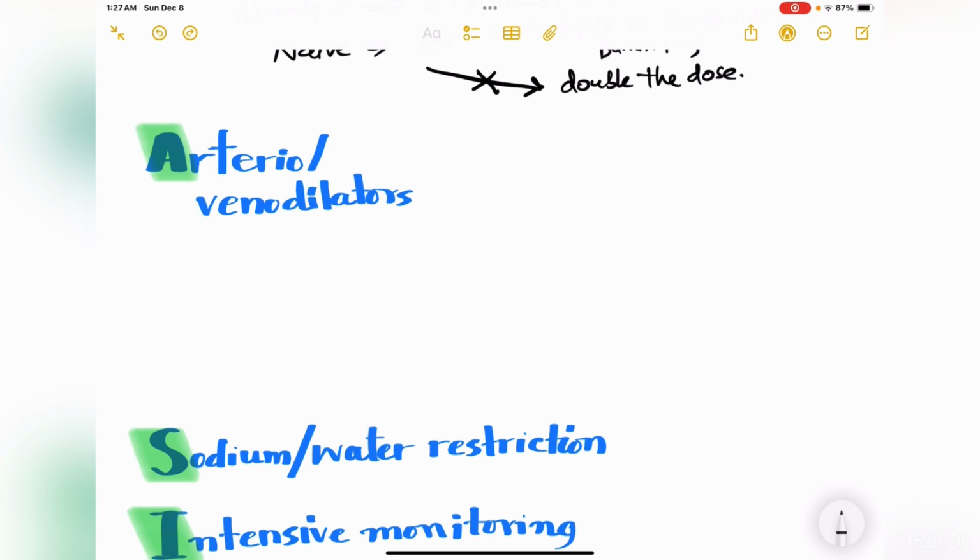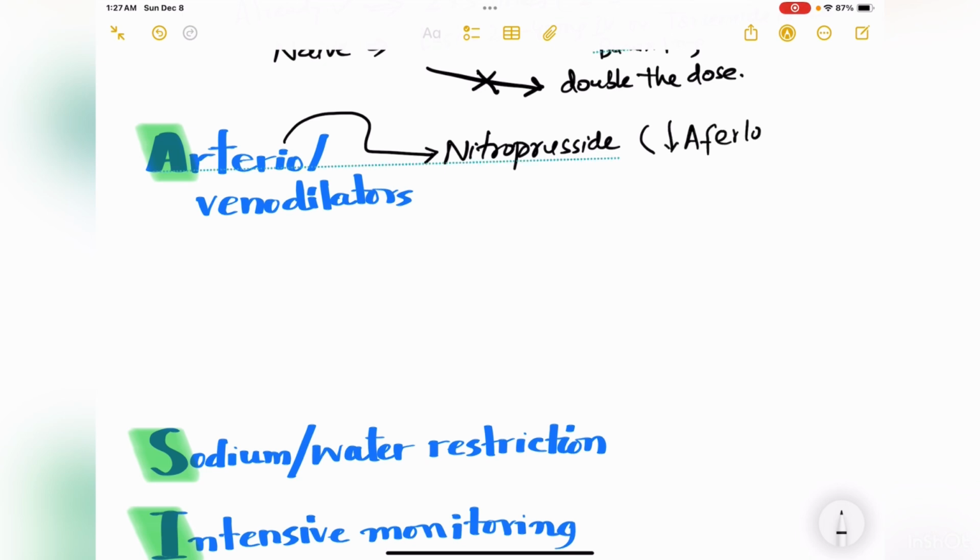The next thing that we are going to discuss is arterio and venodilators' role in acute heart failure patients. The most common arteriodilator that we know is IV nitroprusside, and we know that arteriodilators decrease afterload. So they're very effective in patients who have heart failure along with severe hypertension or mitral regurg or aortic regurg, as all of these situations need a decrease in afterload.